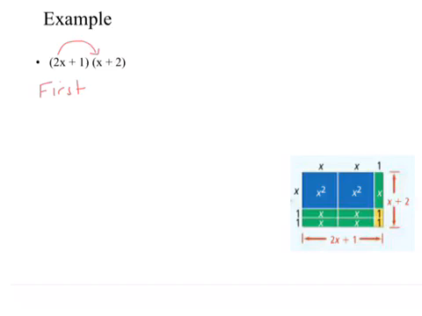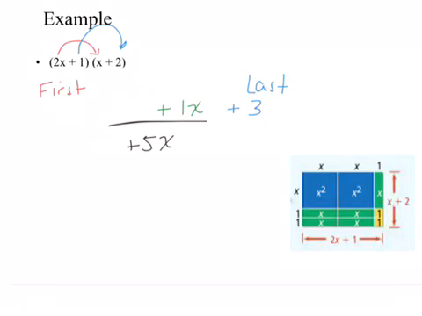First, we'll multiply 2x times x, which of course is 2x squared. Now we have the outer, which is 2x times 2, which is 4x. Then we have the inner, 1 times x is 1x. And last we have the last, 1 times 3, which is 3. To finish, we need to simplify. So we look at the 4x plus the x, which are like terms, and our final answer will be 2x squared plus 5x plus 3.